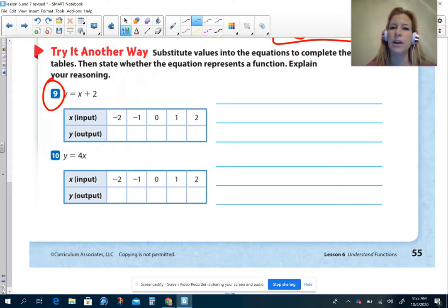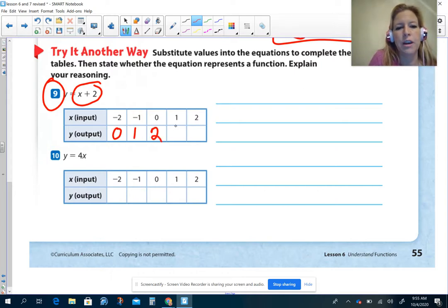So notice my y is first because that's my function. It's the output of my function. My function is x plus 2, and my answers are going to be my output. So let's see how you did. So x plus 2. Negative 2 plus 2 is 0. And then negative 1 plus 2 is 1. And then 2. And then 2 plus 2 is 3. All right, how'd you do?